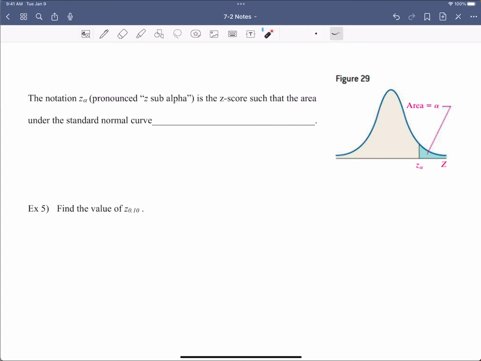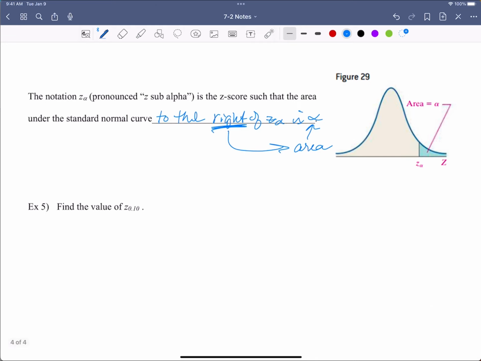All right, so let's write that on. z sub alpha is the z-score such that the area under the standard normal curve to the right of z sub alpha is alpha. This is the area. That's what that means. They're talking about that area that's under the curve, but it's the area to the right. That's the key right here.